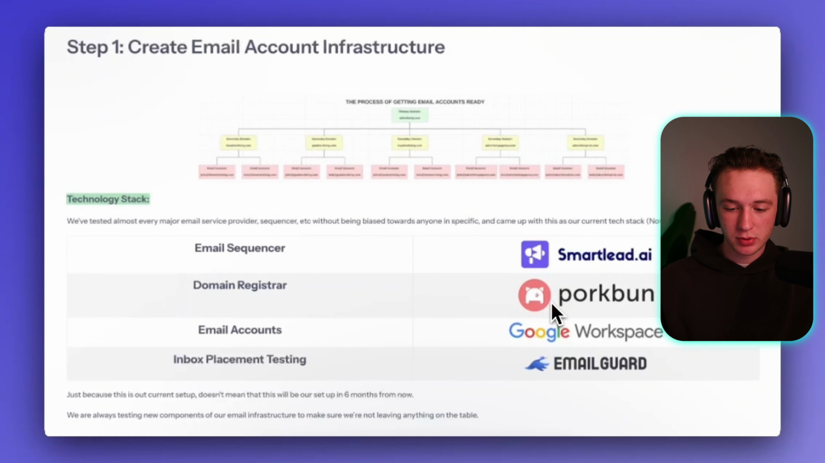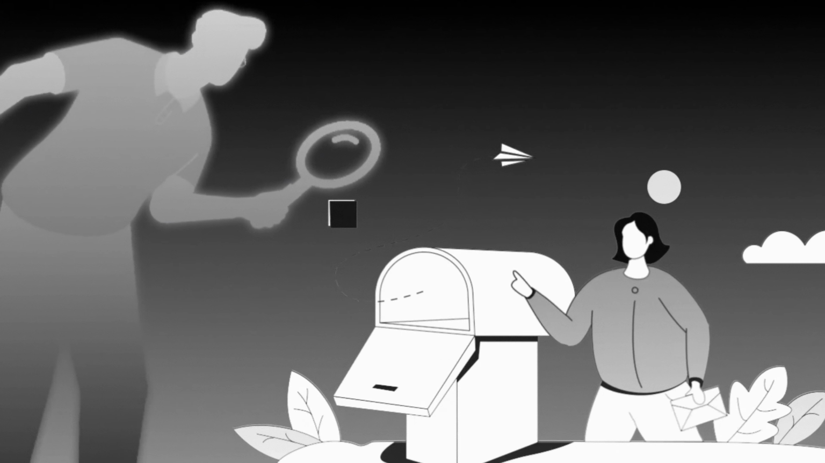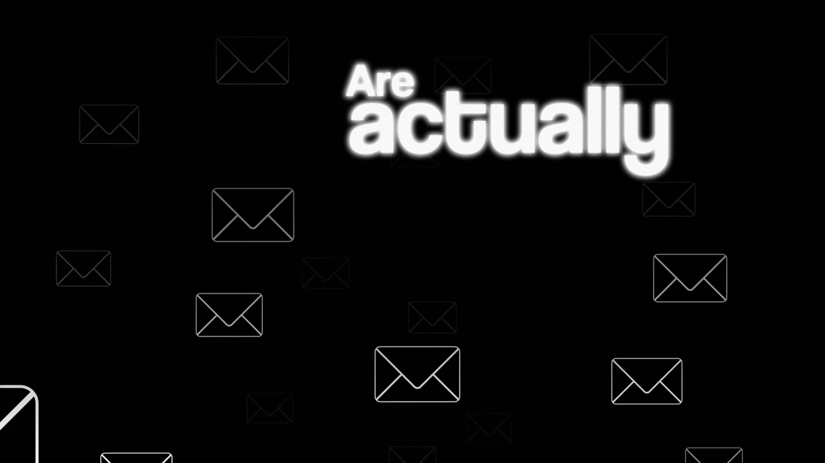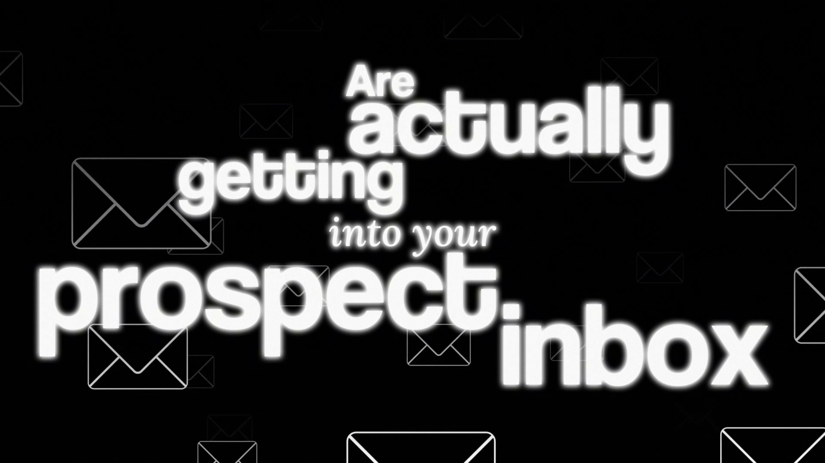Next is inbox placement, which is basically like checking what your deliverability is. It's going to give you a result of either 0 or 100. And on that scale, you'll know how many of your emails are actually getting into your prospect's inbox. And that's really important, because if you're not, then you have to change your infrastructure, right?